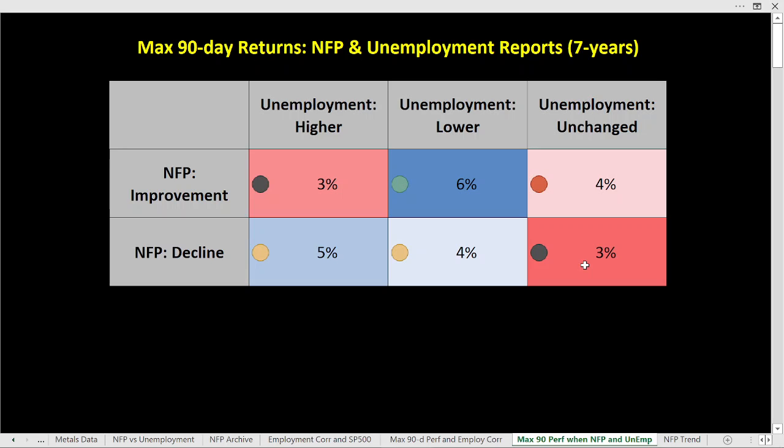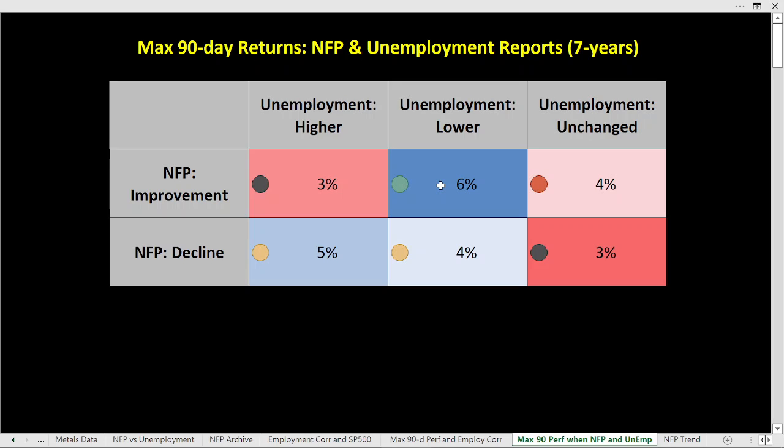Point being, ideally what we want to see is a 6% return historically over the next 90 days when the non-farm payroll improves over the last month, and at the same time the unemployment rate goes down, which is also an improvement. When both numbers improve, unemployment down, non-farm payroll up, that tends to produce the best results.